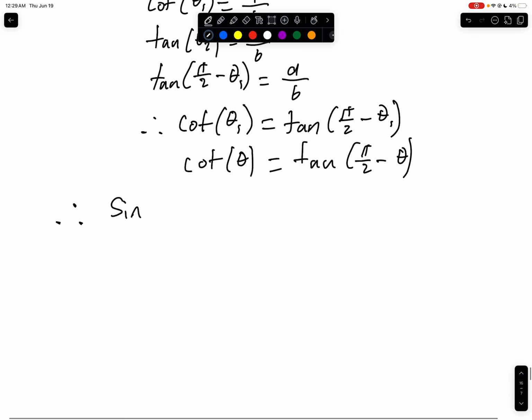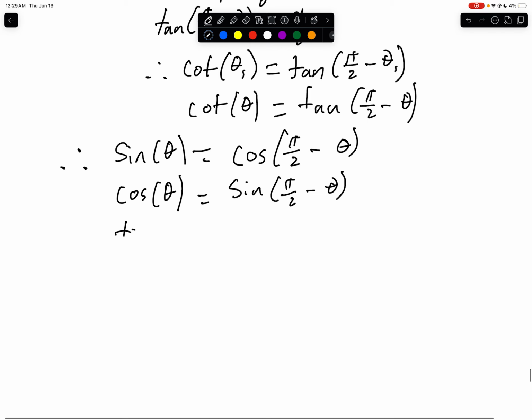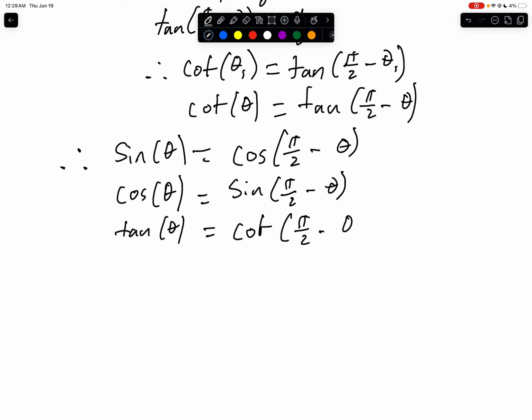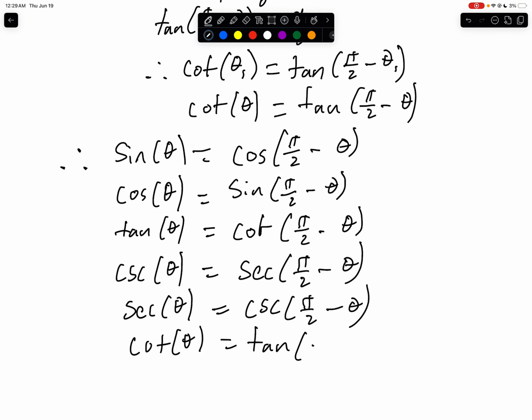Sine of theta equals cosine of pi over 2 minus theta. Cosine of theta equals sine of pi over 2 minus theta. And we can say tangent of theta equals cotangent of pi over 2 minus theta. Cosecant of theta equals secant of pi over 2 minus theta. Secant of theta equals cosecant of pi over 2 minus theta. And cotangent of theta equals tangent of pi over 2 minus theta.